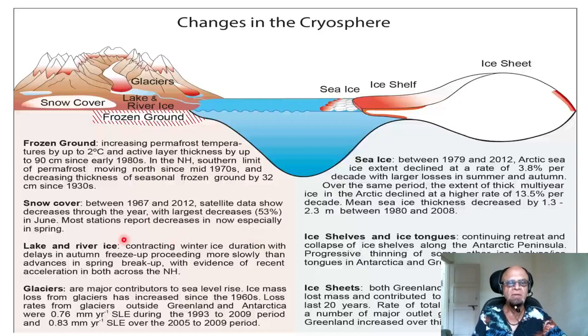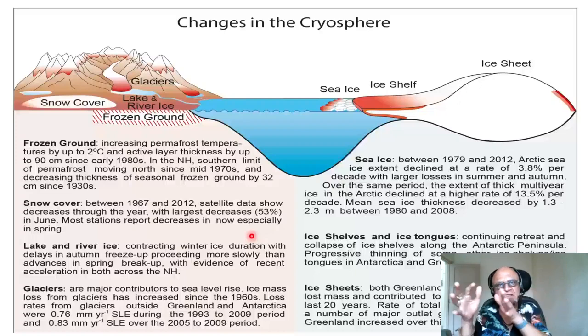In June, most stations report decreases, especially decreases in snow, especially in spring. Okay, so what does it mean? The winter is ending a little early and spring is too warm, and instead of snow you may be getting rain or just dry, no snow, no rain. So this is part of the global warming.